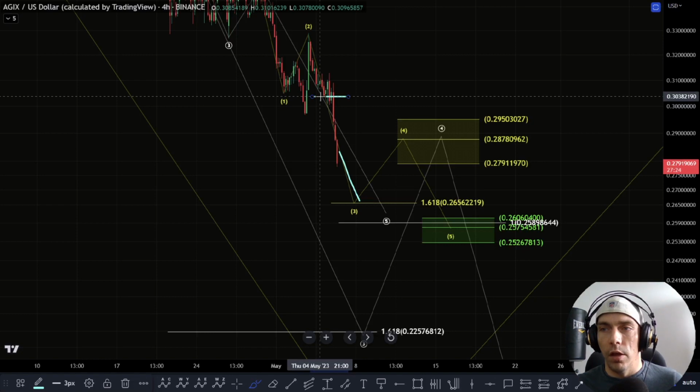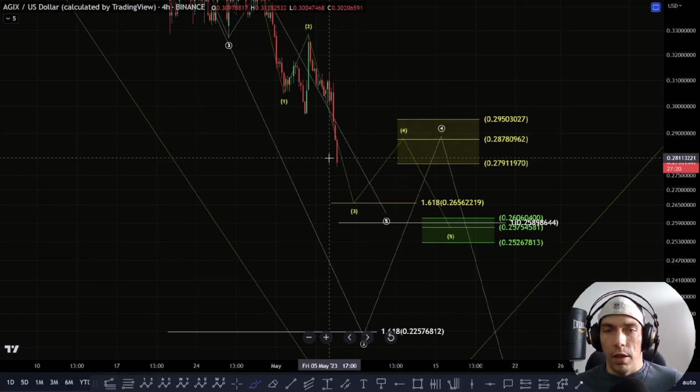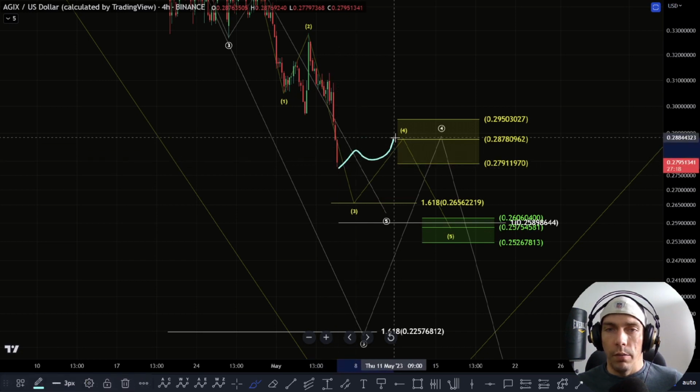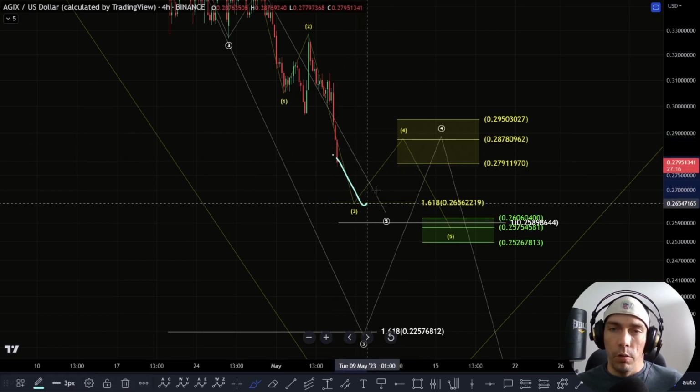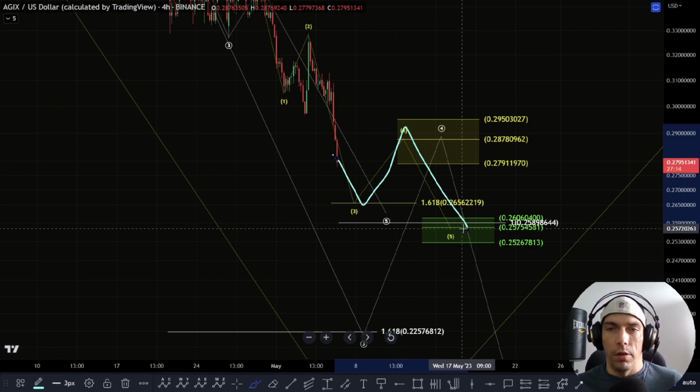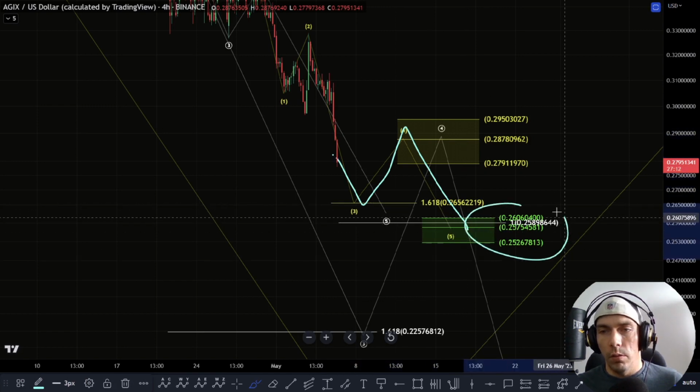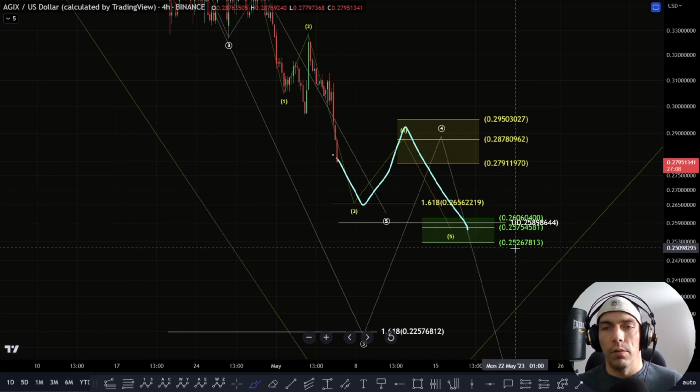If we do get a direct push down to this zone without actually coming back and overlapping this area here of this 30 cent 36, what we could then get is the potential that we have a third wave, a fourth wave, a fifth wave to the downside here. Now this would take us to this 26 cent range, to this 25, 26.